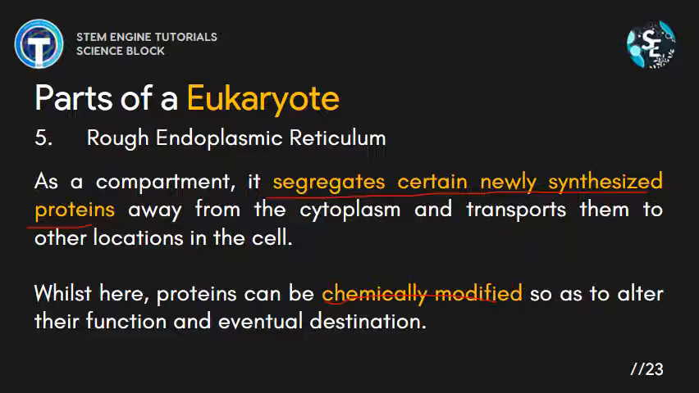So ano ba ang function ng isang rough ER? So as a compartment, it segregates certain newly synthesized proteins away from the cytoplasm and transport them to other locations into the cell. So ito yung nagka-classify kung ano yung mga functions na gagawin ng isang protein na binubuo na ni ribosomes. So habang ang isang protein ay nasa rough ER din, pwede pa silang modify chemically so as to their function, and eventual destination can also be altered.